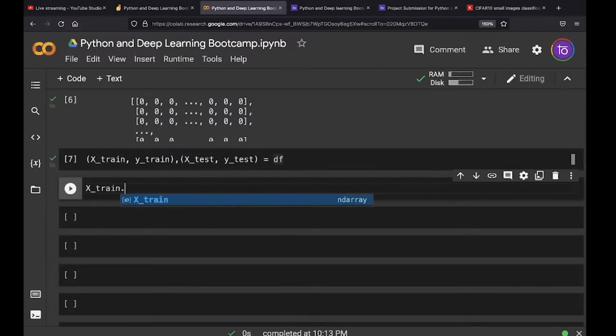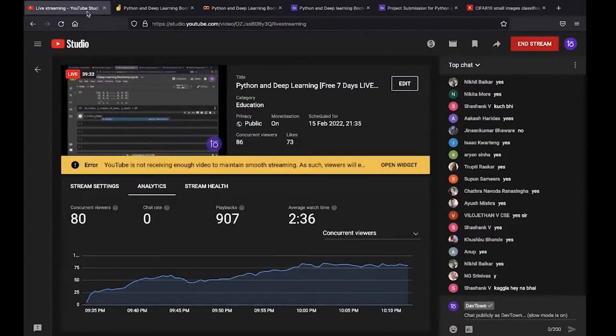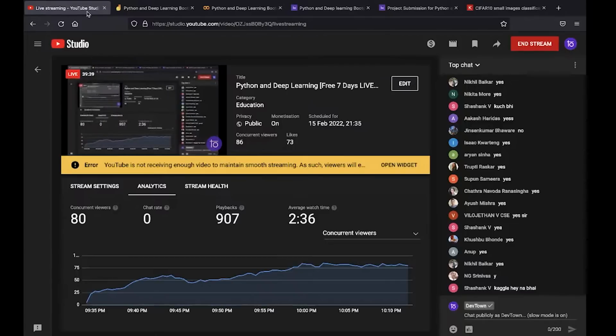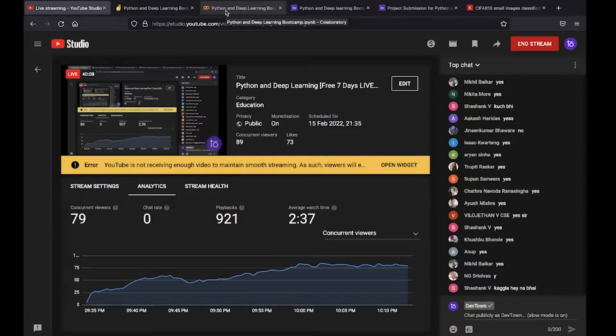Dot shape. Can anyone tell me what this shape function is going to do? Anyone? Come on. If you have read about NumPy, it will be easier for you to tell me why we use the shape function and what it does.